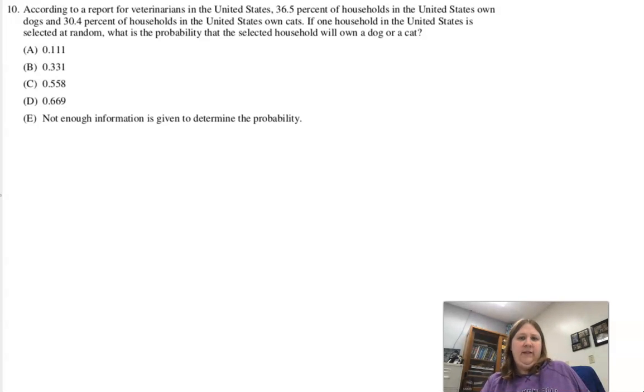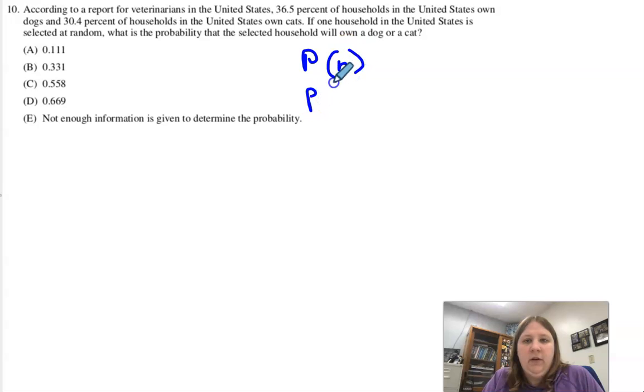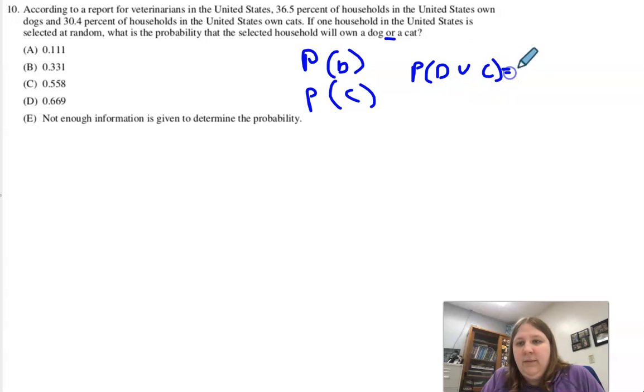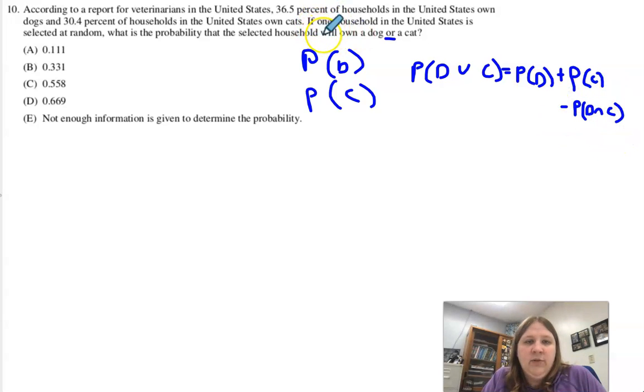All right, last one for this set then. So they give us the probability that a person owns a dog, the probability that a household owns a cat, and they want to know the probability that they own a dog or a cat. So we're trying to find the union, so the probability of dog or cat. So when we think about this, this is our general addition rule, so we would do probability of dog plus probability of cat, that's all fine, we know those, minus the probability of dog and cat. Okay, so we would need to know this probability of dog and cat, which they don't give to us. So in this case, we don't have enough information.